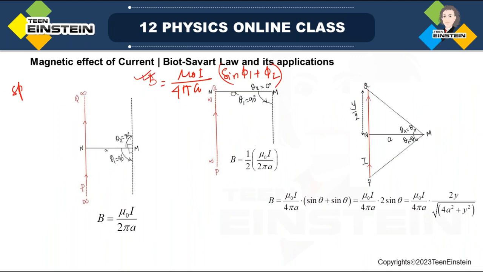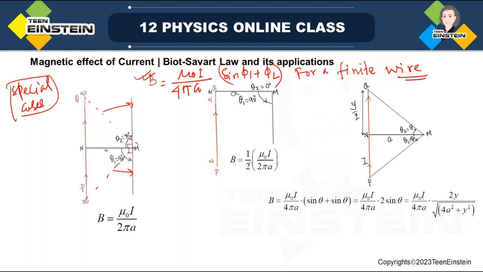Now there are some special cases. If this wire would have been infinite instead of finite, we had this angle, phi 1 and phi 2, for a finite wire. But when it is infinite, this particular line will fall here, and this particular line will fall here. So for infinite, both phi 1 and phi 2 will be 90 degrees. This angle will be 90 degrees, and this angle also will be 90 degrees.